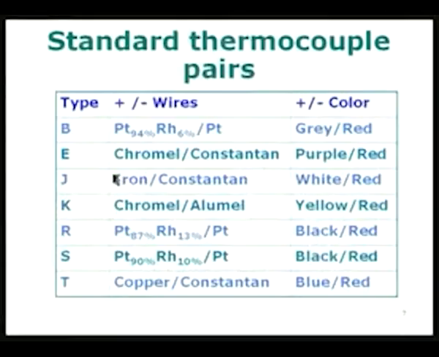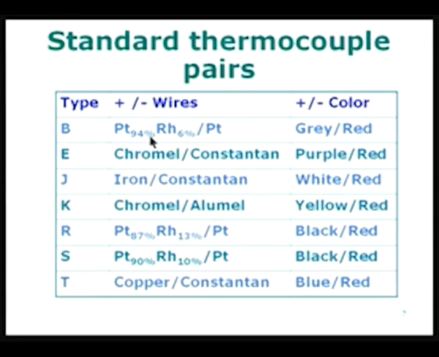So, what are the different types we have and the color code? So, the types are given alphabetical names B, E, J, K, R, S and T. These are the different symbols which are used. So, if I look at B type thermocouple, the positive wire will be 94% platinum, 6% rhodium alloy, and the negative element will be platinum. That is what I mean by plus slash minus wires, means the plus is first, after the slash comes the negative element. So, platinum rhodium 94/6 versus platinum.